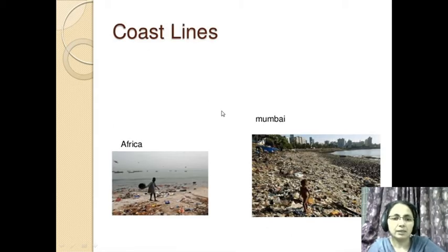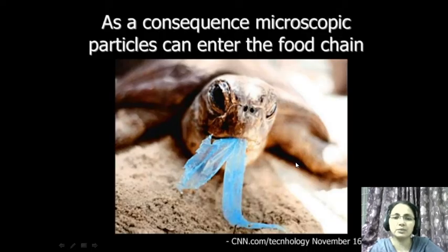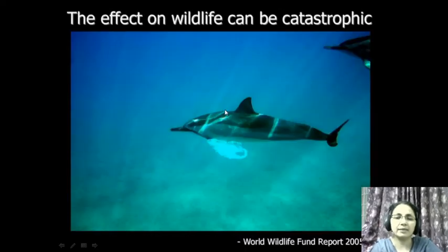And all the coastlines are being affected a lot because of this plastic. For example, in Africa, the coastline is affected so much. In Mumbai, the coastal area is also affected so much. As a consequence, microscopic particles can enter the food chain. So the effect on wildlife can be catastrophic.